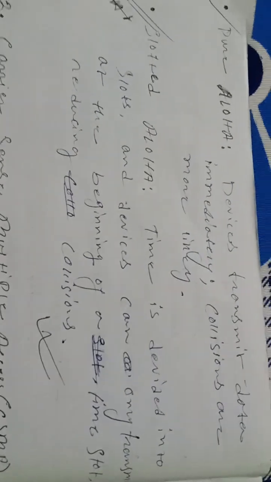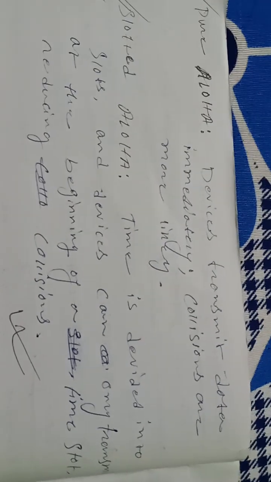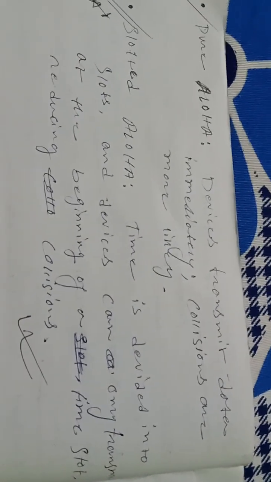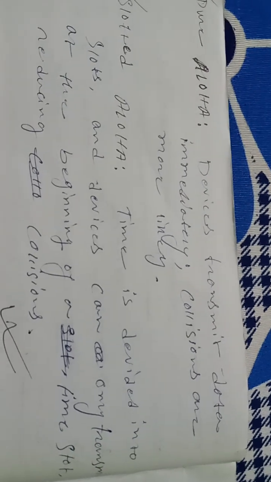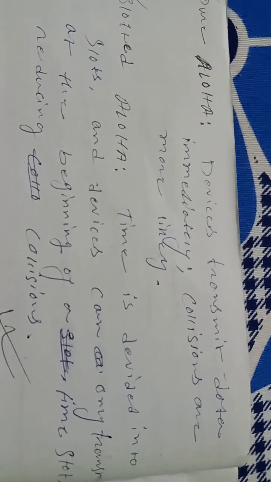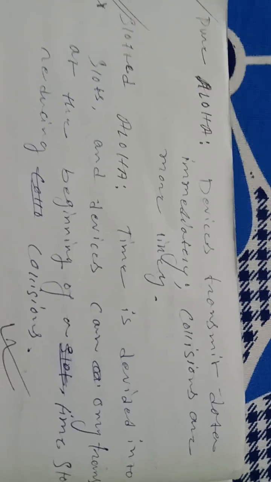So mainly there are two types of ALOHA. One is pure ALOHA and the second one is slotted ALOHA. Let's see what pure ALOHA is. Devices transmit data immediately, so collisions are more likely. So this is pure ALOHA.